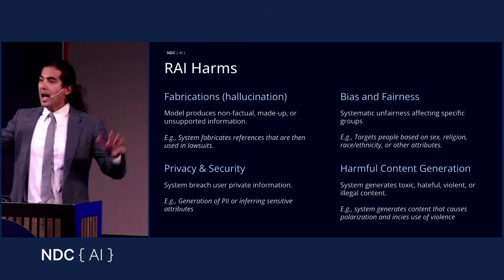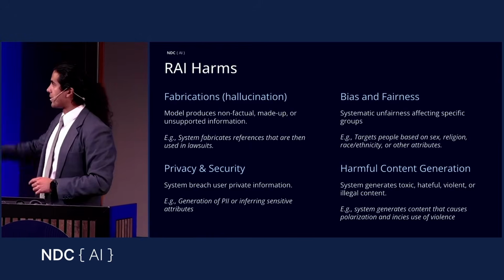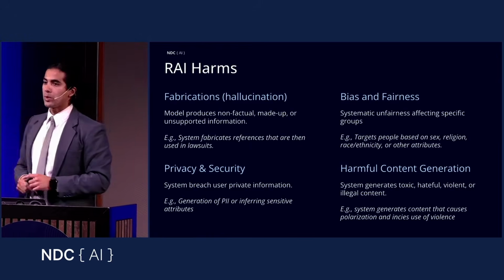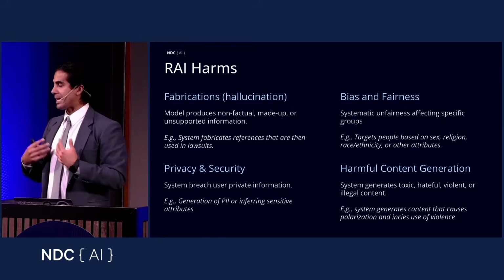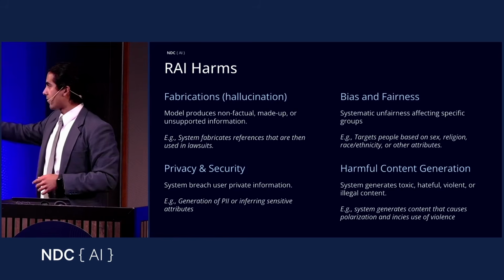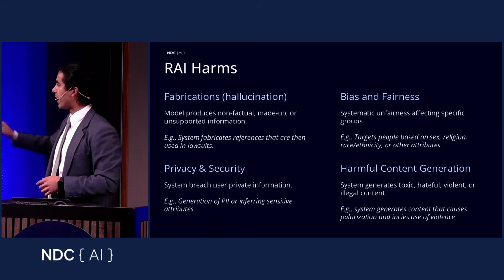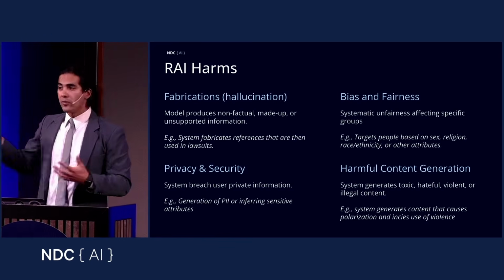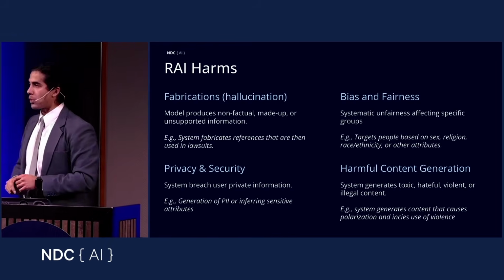So this is a high-level overview of some of the responsible AI harms that we look at when we are doing AI red teaming. So we have fabrications, bias and fairness, privacy and security-related issues, and then harmful content generation. Hopefully, these aren't too surprising for you.